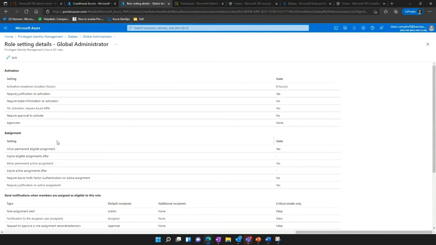So they can activate it, but they need to give justification, and they also need to get it approved. But at the same time, they're already getting Global Reader at the same point. And that's an always active role for this particular group. So they're still able to view and assess the tenant. But again, you're limiting the ability to change things to that period of time. So what's well known as just-in-time access.